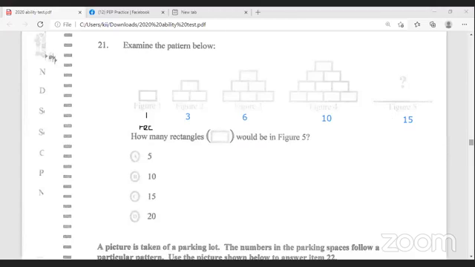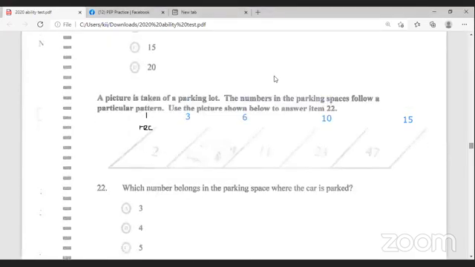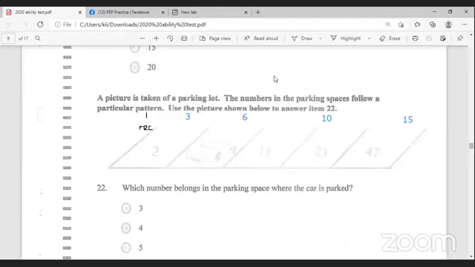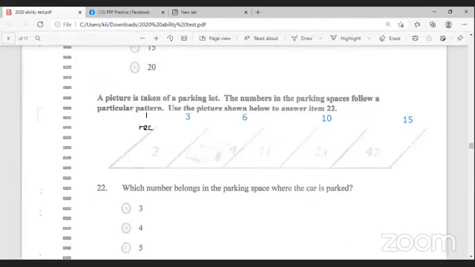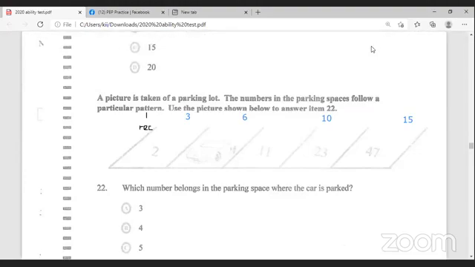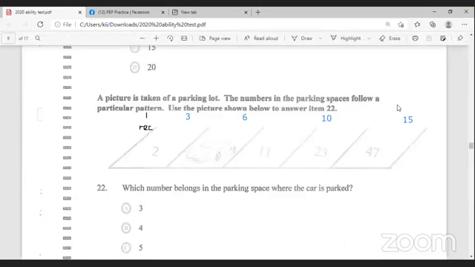A picture is taken of a parking lot. I think I need to draw this one. So a picture is taken of a parking lot. The numbers in the parking spaces follow a particular pattern. Use the picture below to answer item 22.